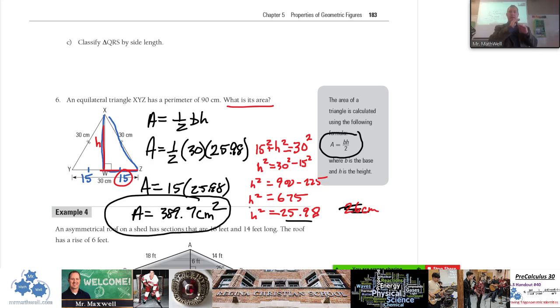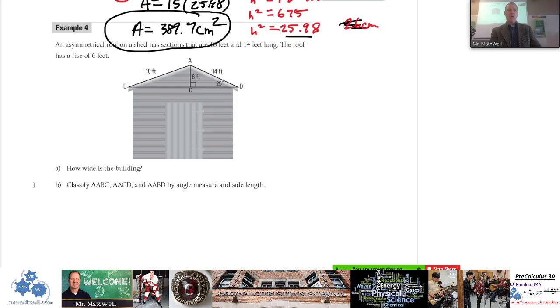Okay? Write out your formula. Figure out the pieces that you need. Plug values into the formula. Show your steps. Circle your final answer with proper units, 100%. Okay? All right? You guys can all do this. Very good, very good. Okay, moving on.